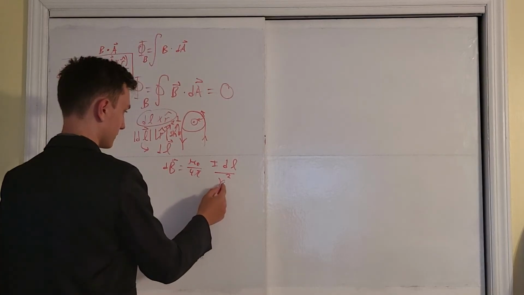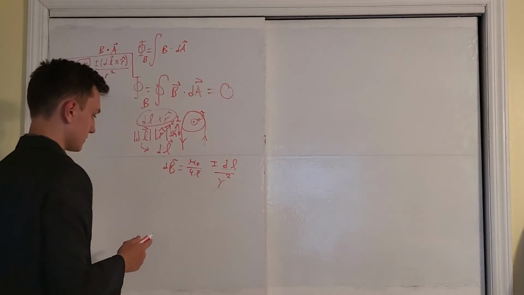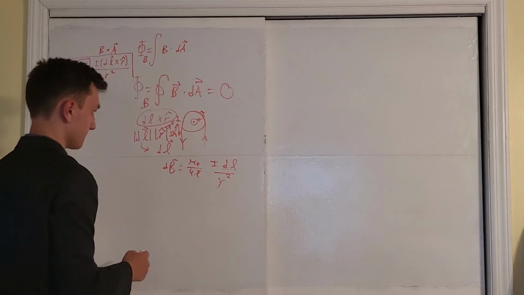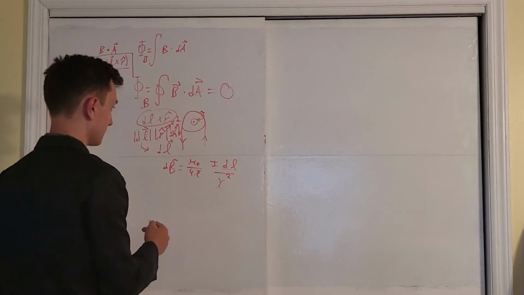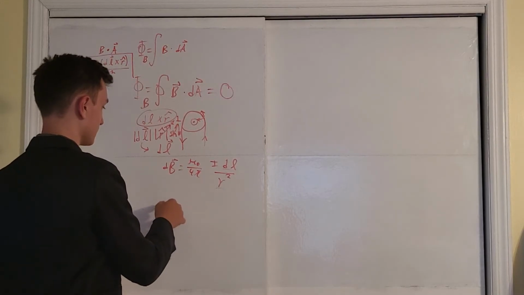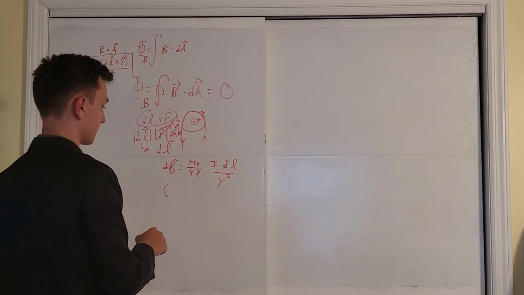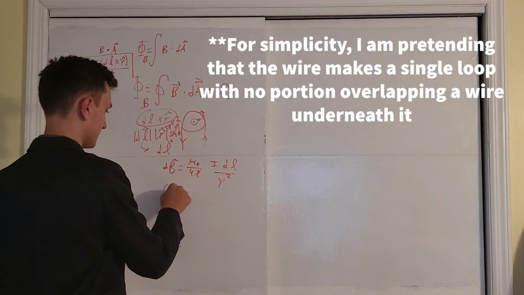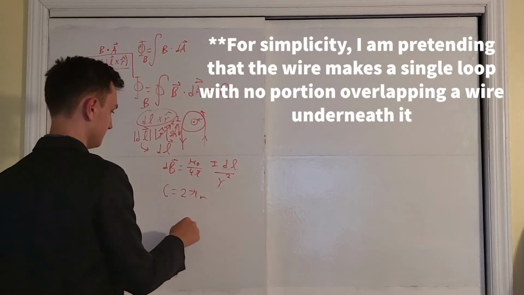I'm integrating over r squared and length, so I'm going to want to do a change of variables. What is the length of a section of the circle? Well, the length of the entire circle is the circumference of the circle. The circumference of the circle is equal to 2 pi r.